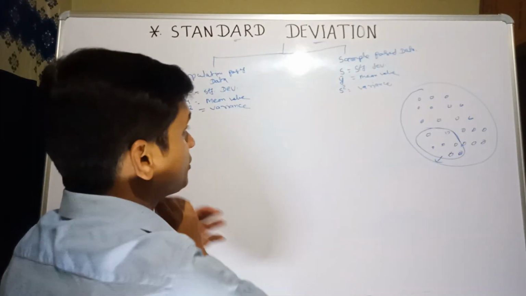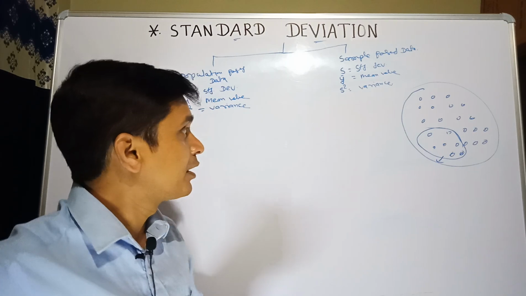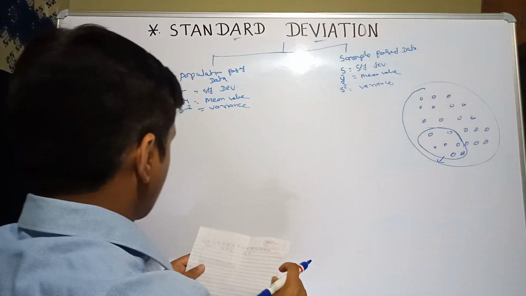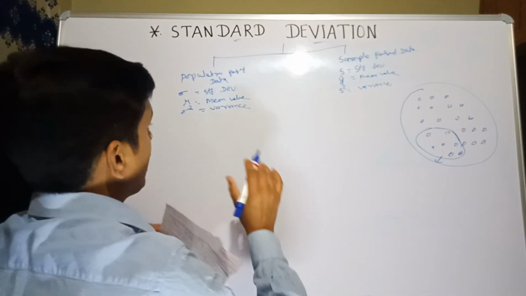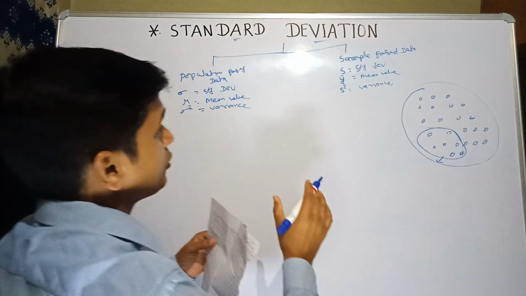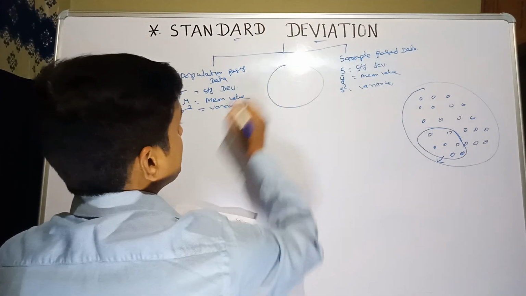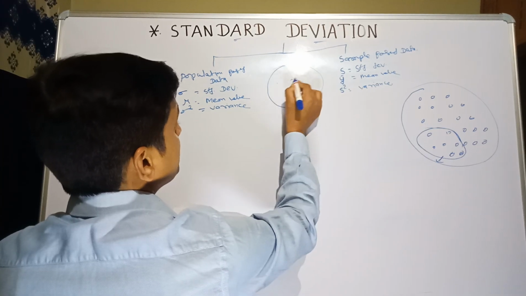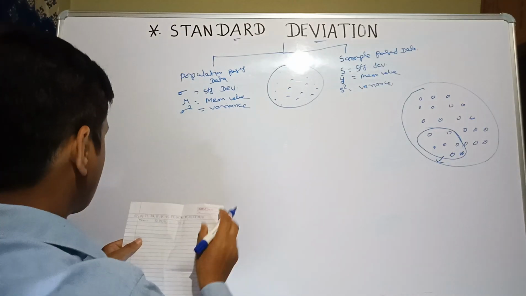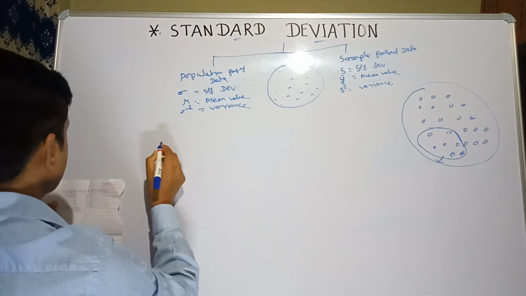So now I will give one example, and your concept will be very clear. I will note down one example that is very important for how to calculate standard deviation on population based data and on sample based data. So for example, this is a class. A total of 15 students participated in the class. So I will find out the standard deviation. For example, the population based data for 15 students who participated.